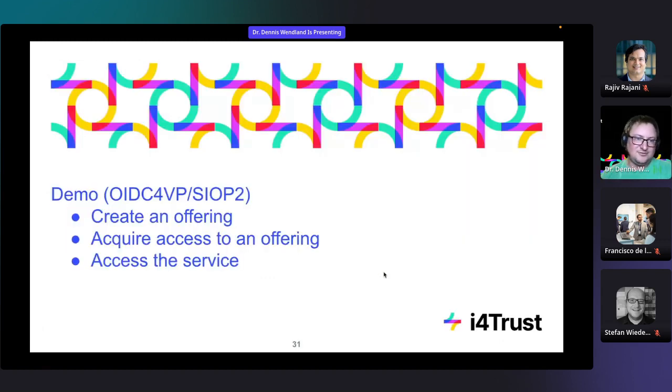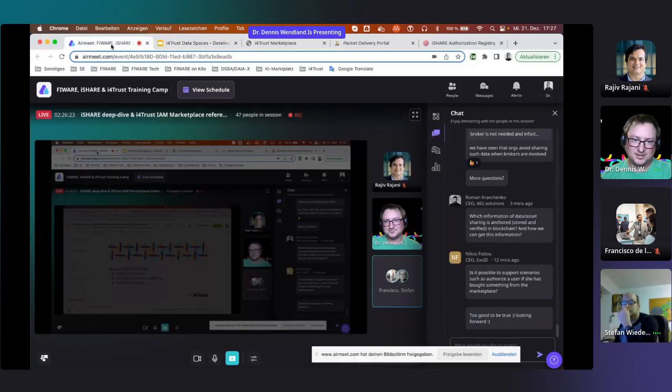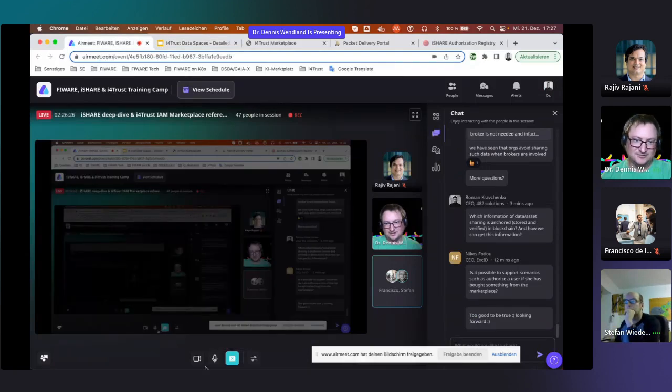Okay, then I would hand over now to my colleague Stefan to perform the next demonstration about a different flow of these interactions. And Stefan can give you more details about it.